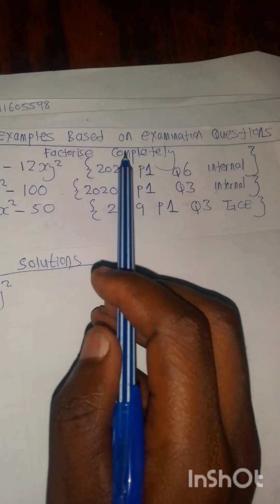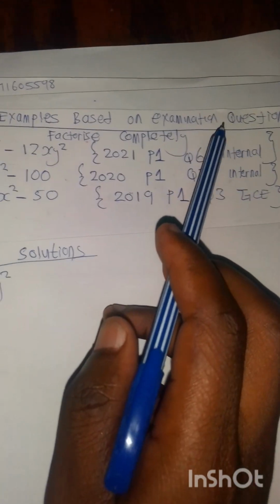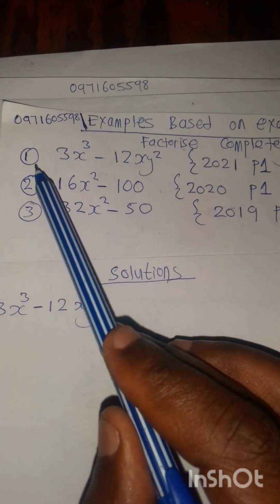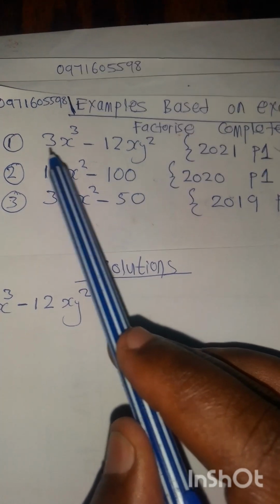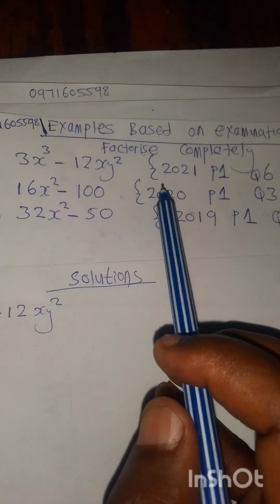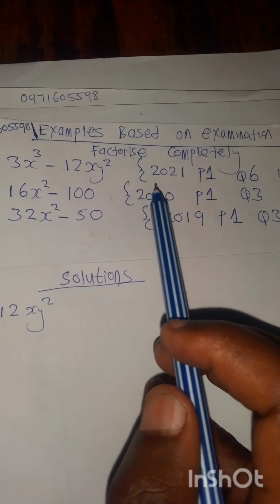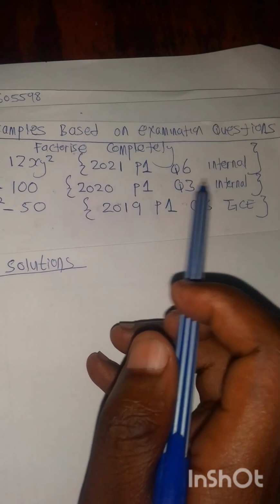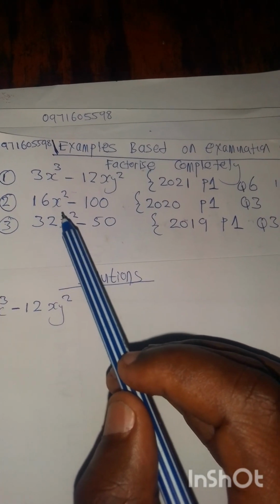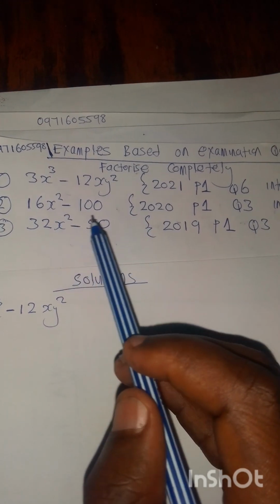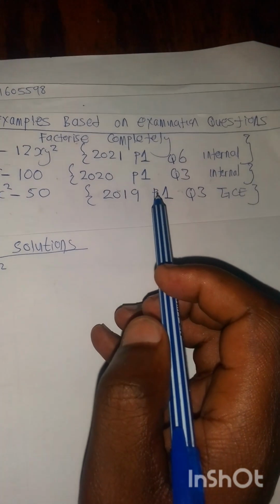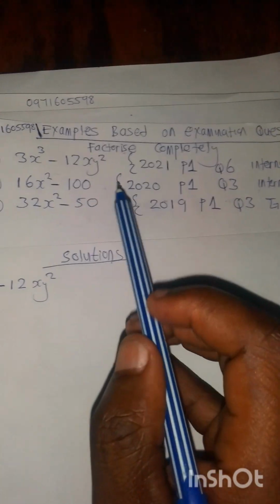Examples based on examination questions. Factorize completely. We have number 1, that's 3x power 3 minus 12xy power 2. This question is taken from 2021 paper 1 question 6 internal. Then question 2, that is 16x power 2 minus 100, taken from 2020 paper 1 question 3 internal.